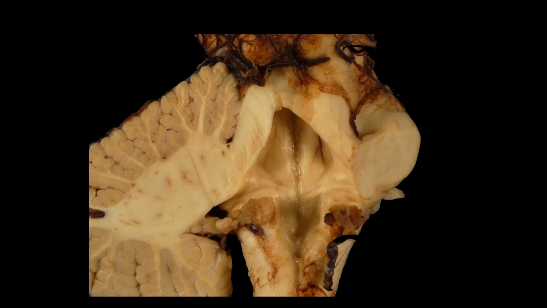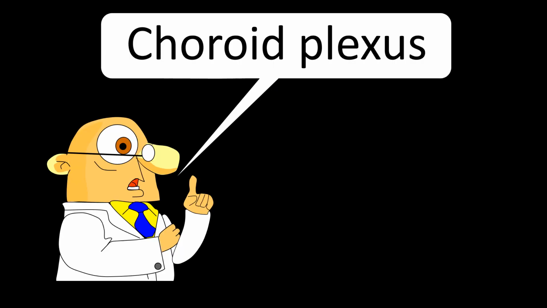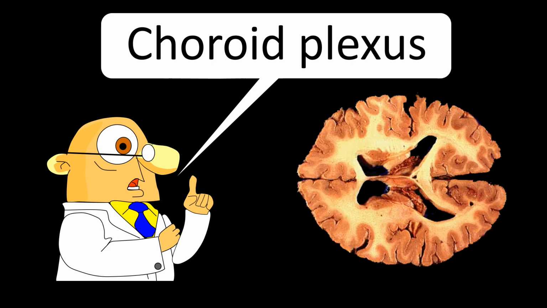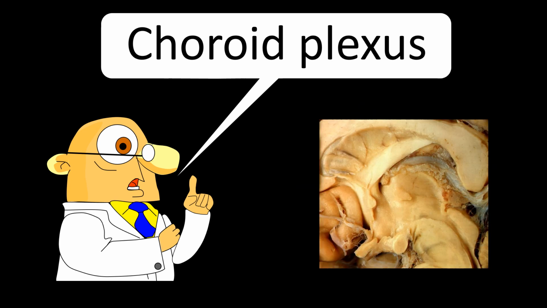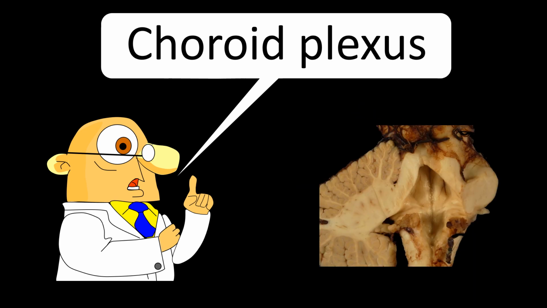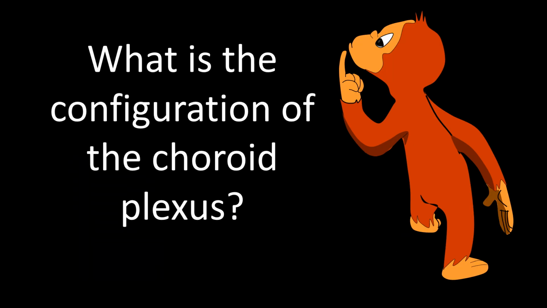In this coronal view of the brainstem showing part of the left cerebellar hemisphere, we can also see the choroid plexus of the fourth ventricle, pretty well preserved on the left side and poorly preserved on the right. In the course of this talk, we have mentioned the choroid plexus at different cuts, in the lateral ventricles, third ventricle, and the fourth ventricle. So it is time to ask ourselves, what is the configuration of the choroid plexus?